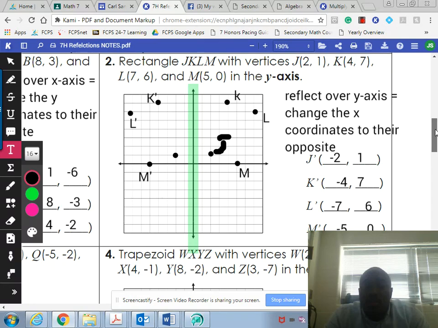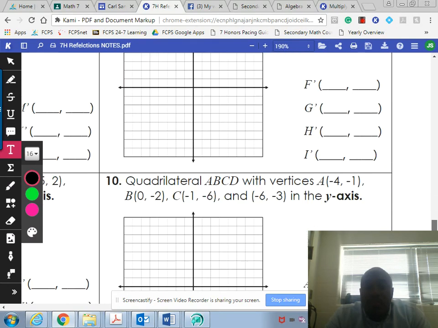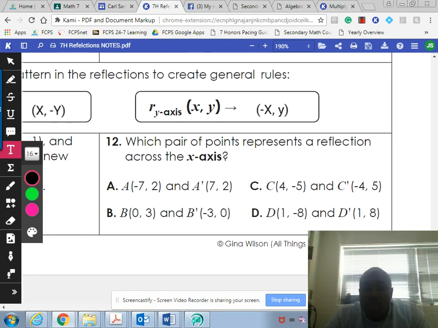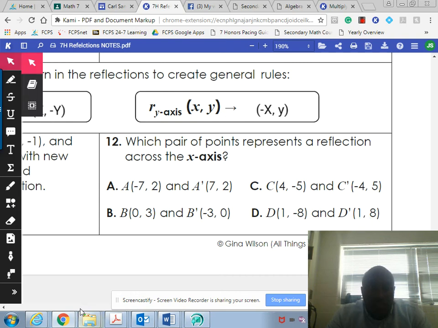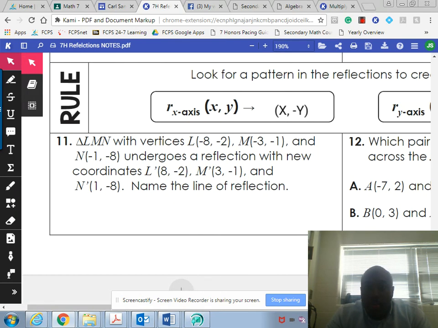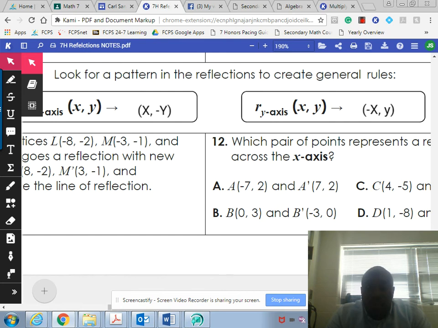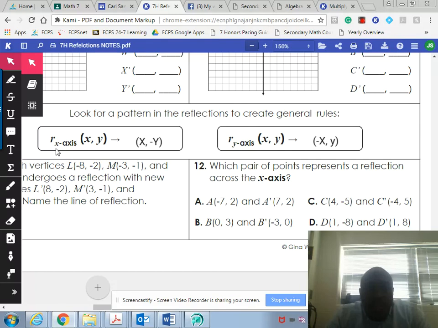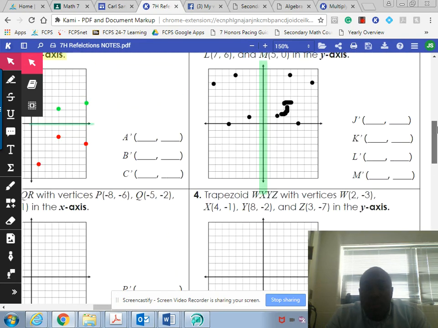Okay, so now you guys are going to go ahead and complete the rest of the even problems, but before you end that, I just want to reiterate what that rule is. Let me zoom out a little bit so we can see both of them at the same time. When we reflect over the x-axis, we change the y coordinates to their opposite. When we reflect over the y-axis, we change the x coordinates to their opposites. Remember, you guys are going to go ahead and do all of the rest of the even problems.